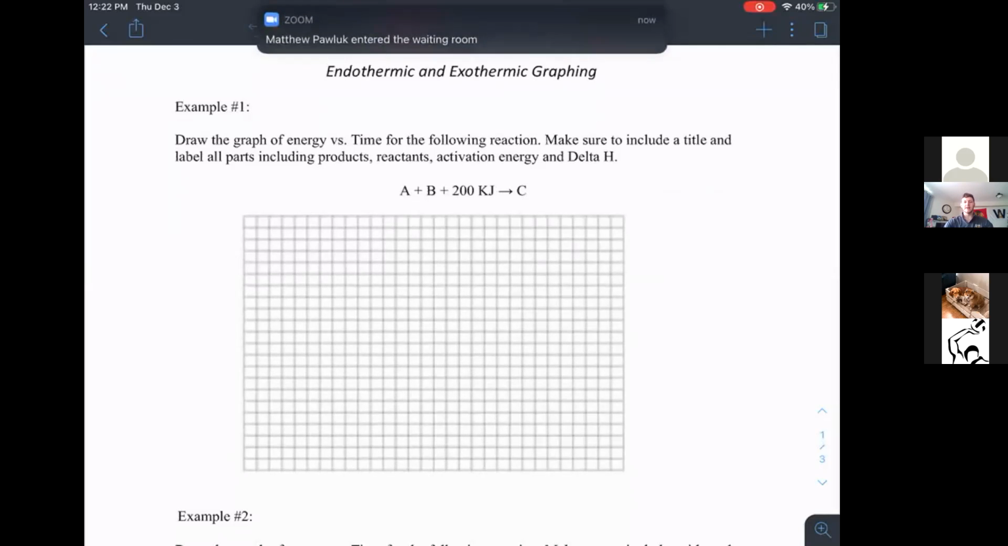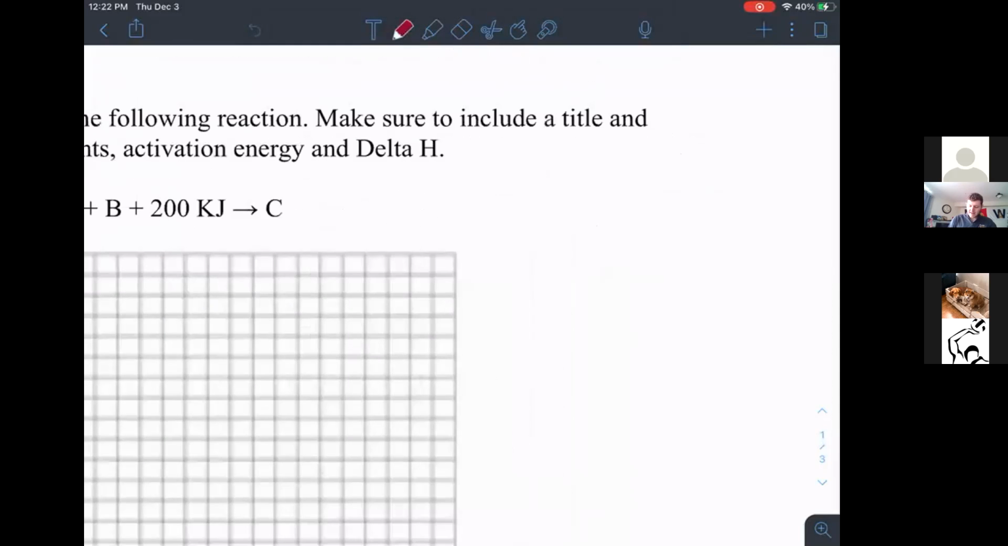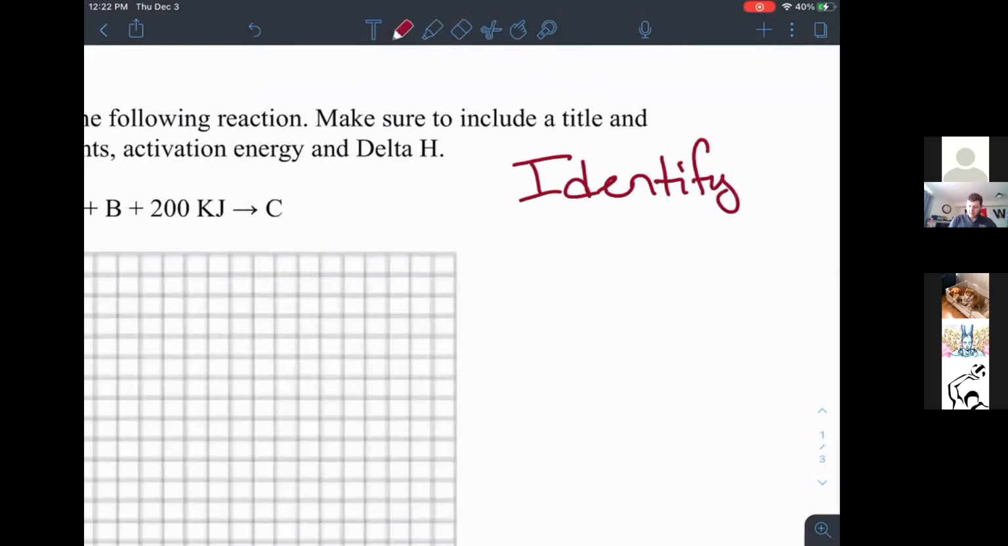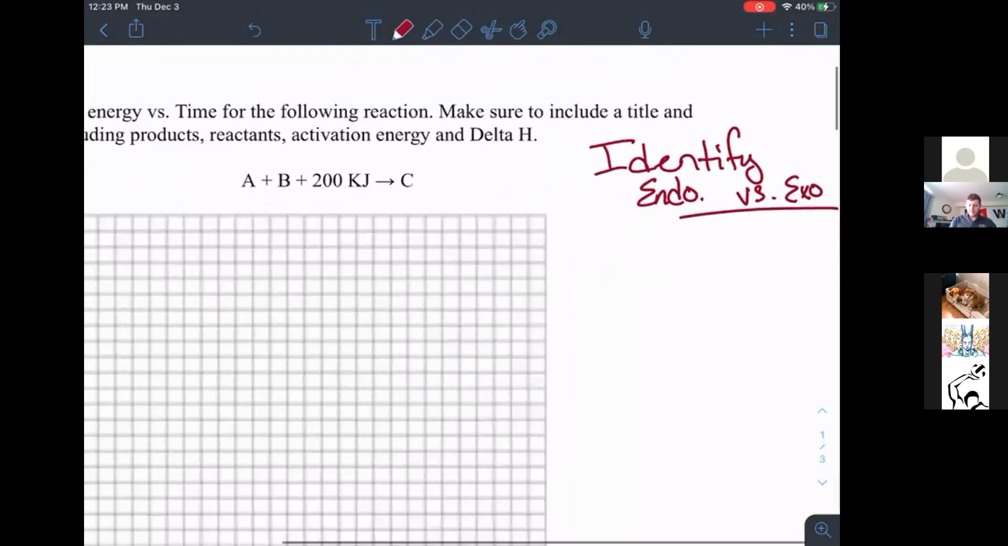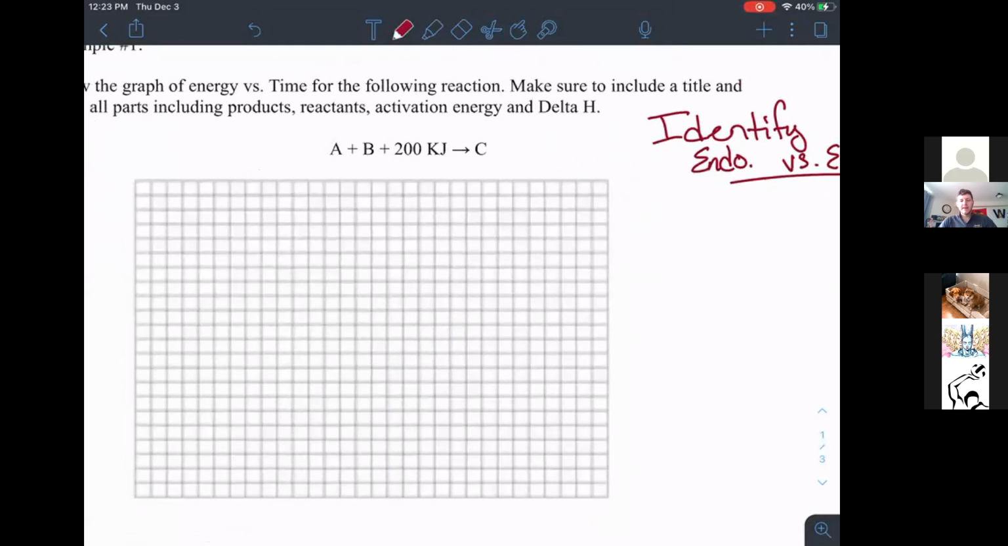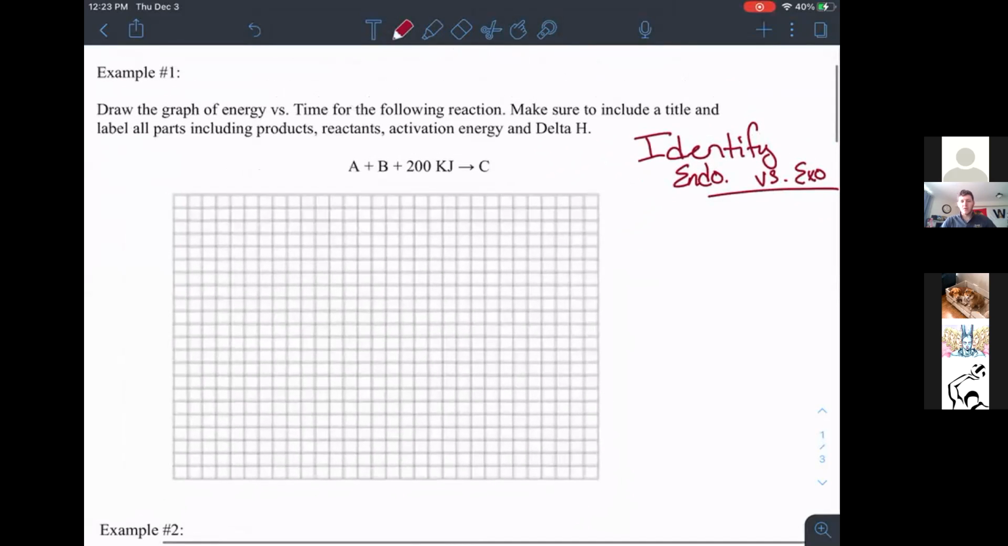The first thing to do before anything else can happen is we need to identify endothermic or exothermic. So if we look at this equation, we have to figure out if it's an endothermic reaction or an exothermic reaction. Do you remember what an endothermic or exothermic reaction is?